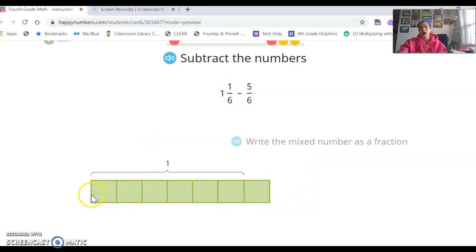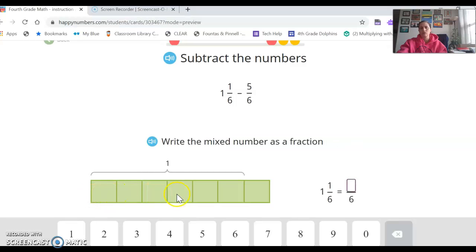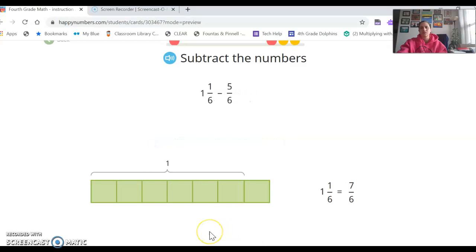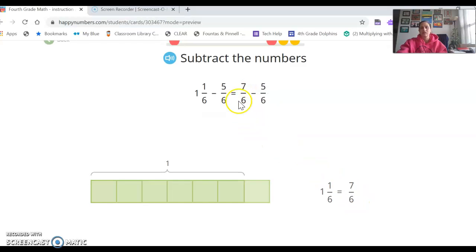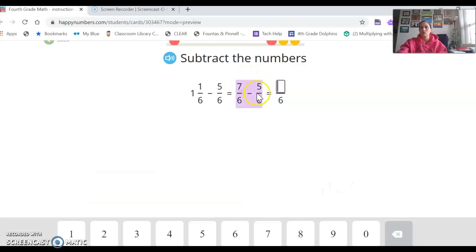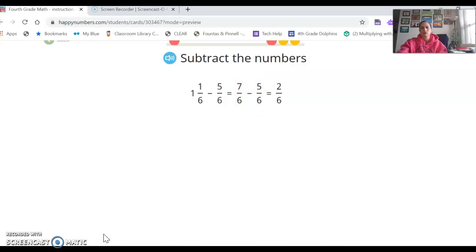So now, how many do we have? We have 1, 2, 3, 4, 5, 6, 7. We have 7. Okay, and then we drag it up here because 1 and 1/6 is the same as 7/6. So 7/6 minus 5/6. Now can we subtract the numerators? Now we can. So 7 minus 5 is 2.